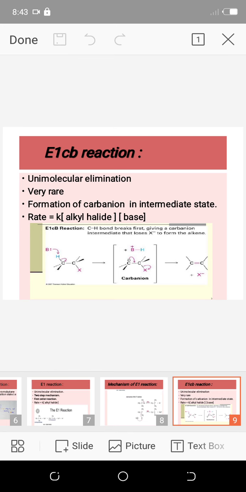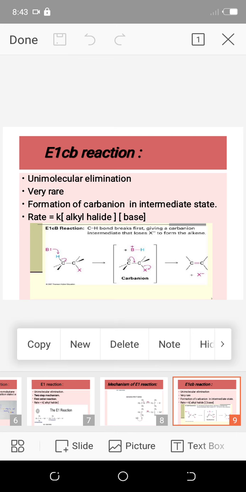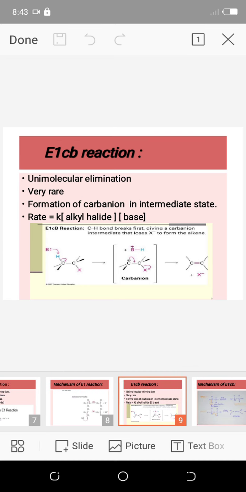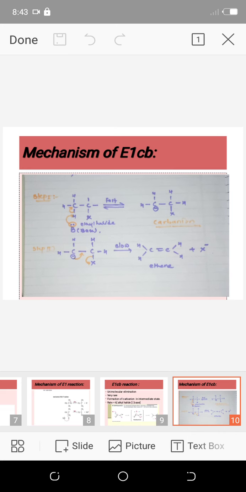See the example of methyl halide, ethyl halide. When the base attacks on this ethyl halide, the hydrogen will be removed with this base, and there is a formation of a carbanion in the transition state, and this halogen will be removed as X negative, and there is a formation of ethene. Now see the mechanism of this E1CB.